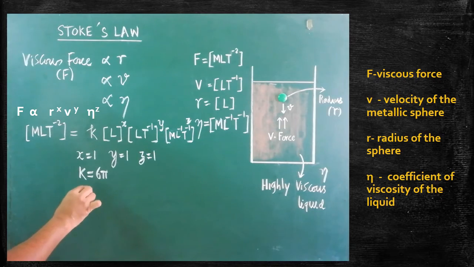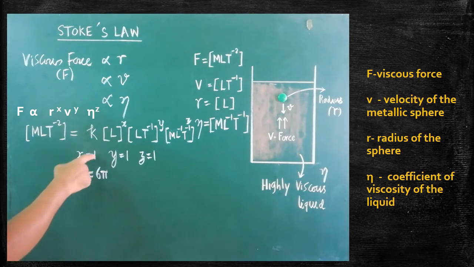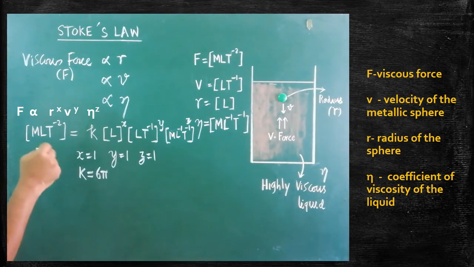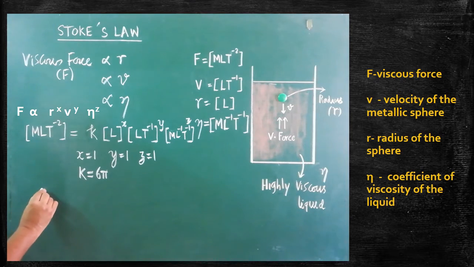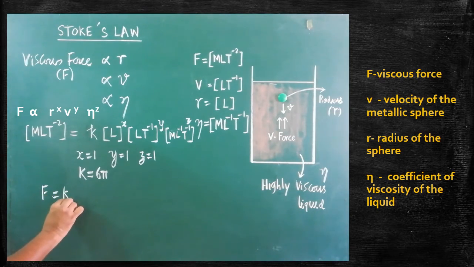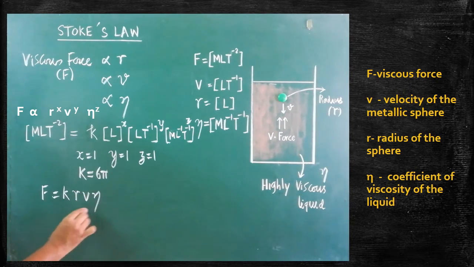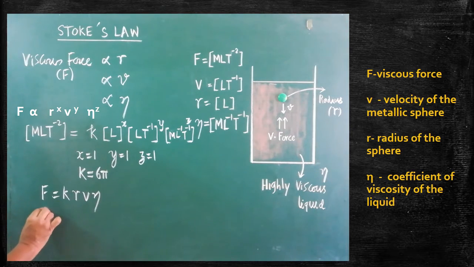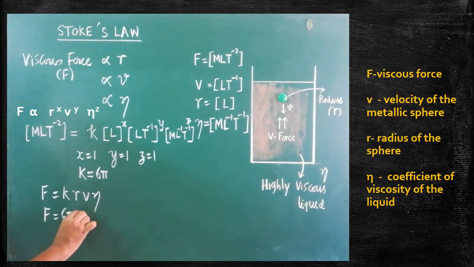So, finally, after writing all the values, the final expression will be F is equal to k r v eta. Substitute the value of k here: F is equal to 6 pi r v eta. This is called the Stokes formula.